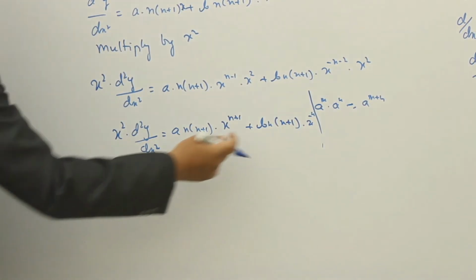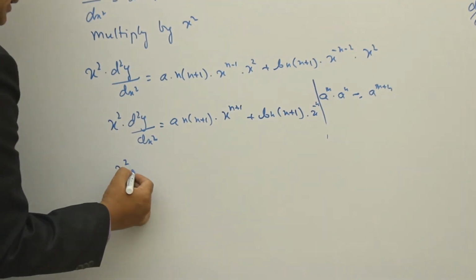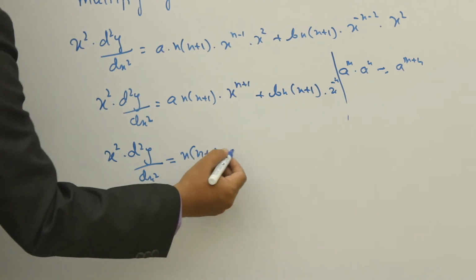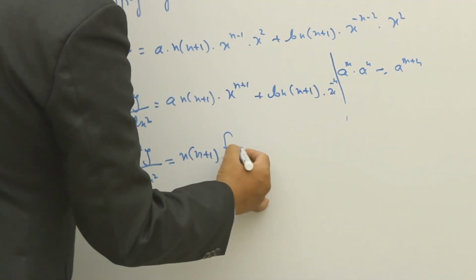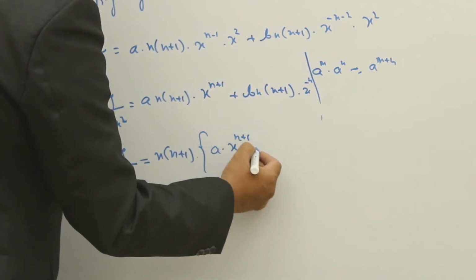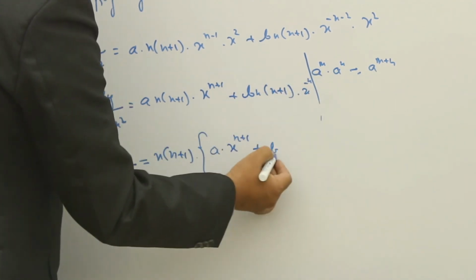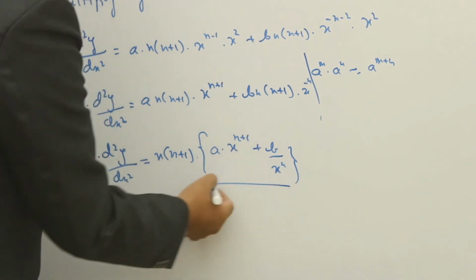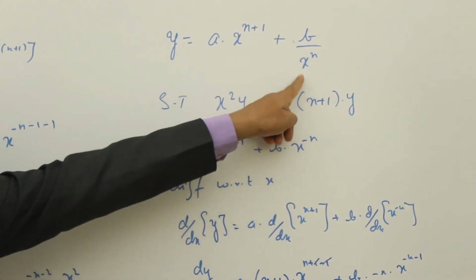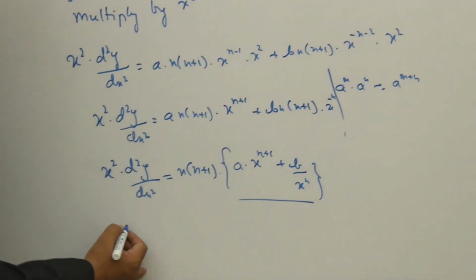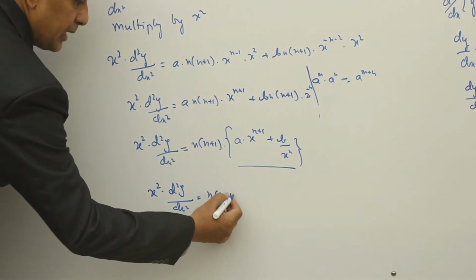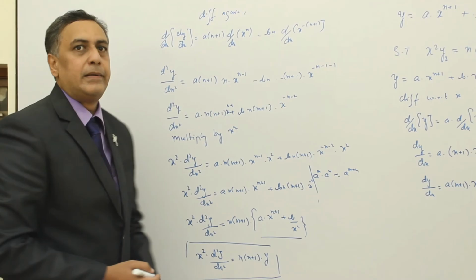So, you rearrange this one. You take n into n plus 1 common. You will be getting x square into d square y divided by dx square equal to n into n plus 1 into a into x to the power n plus 1 plus b into that x to the power minus n, which can be written as, in the denominator, x to the power n. But this is the given equation one, if you see it over here. It is y is equal to a into x to the power n plus 1 plus b by x to the power n. So the whole thing is nothing but y. So we are substituting here. Therefore you will be getting x square into d square y divided by dx square equal to n into n plus 1 into y. Thus this is the desired equation.